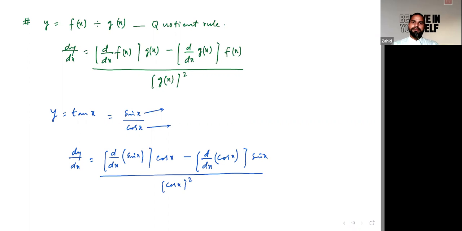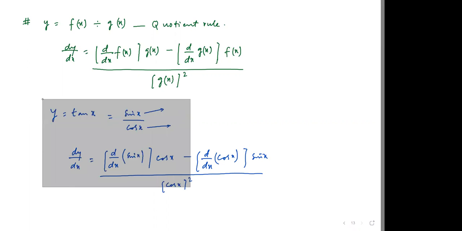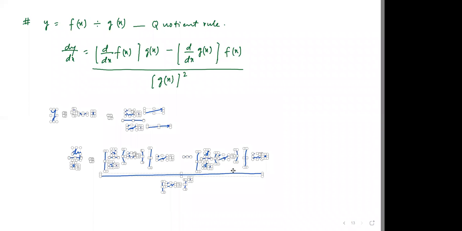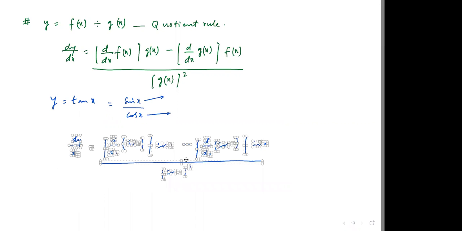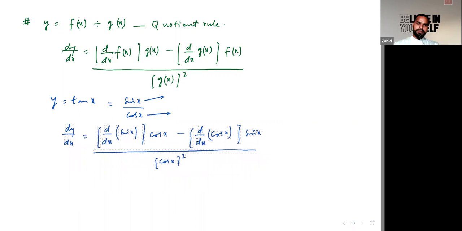Is it clear? Yes, sir. Alan, any doubt? Yes. Okay, just write it down and try to solve further. You have to differentiate only this part and get it multiplied by this. Similarly, differentiate this part and multiply it by this, and the whole divided by the square of denominator. Just try to simplify.